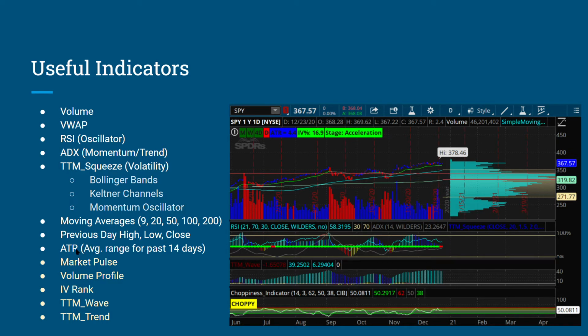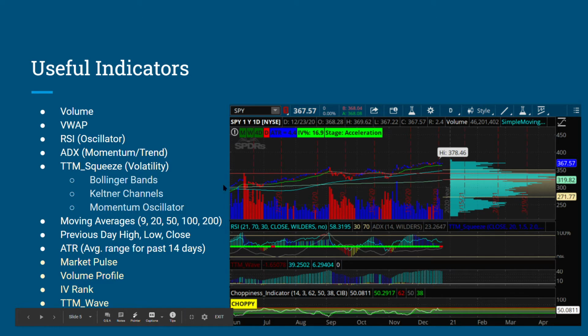The ATR is the average true range. That's the average range of the stock price or underlying price within a single day over the last 14 days. So what's the average range on a day-to-day basis over the last 14 days? And that's useful for both day trading and swing trading, and the others you see here.